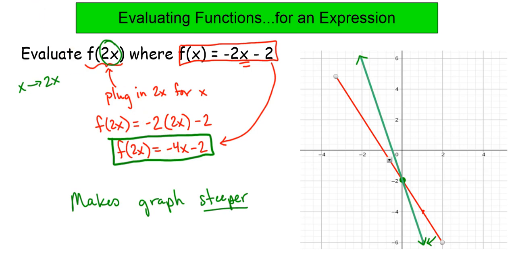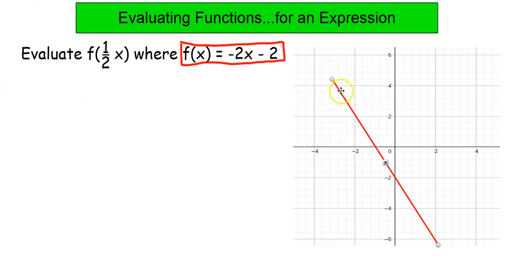Alright, so let's check out another one here. This next example, I've got my same line over here. It's the same exact thing. It's got a y-intercept of -2 and a slope of -2 over 1. But this time we're going to plug in a number that is 1/2x. So anytime we see an x, we're going to plug in a 1/2x. So let's check out what this looks like.